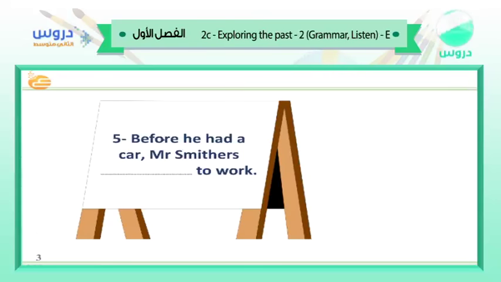Last but not least, before he had a car, Mr. Smithers used to what? Used to take the train or walk to work. Okay, both. Walk or take the train, but he walked a lot. He walked a lot. Okay, good. If you get it right, very, very good.